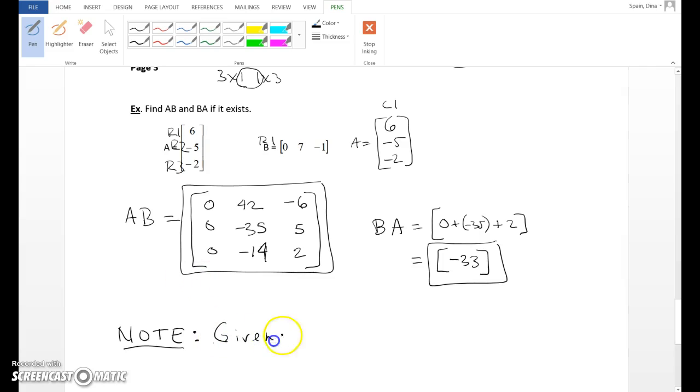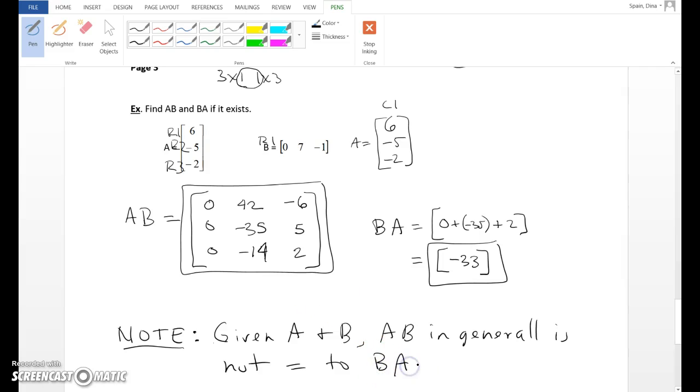Given matrix A and matrix B, the matrix AB in general is not equal to the matrix BA. Alright, if BA even exists. Just because you can multiply A times B doesn't mean you can multiply B times A. Right, so just keep that in mind as you're going through these problems. Right, that's the end of 2.5.